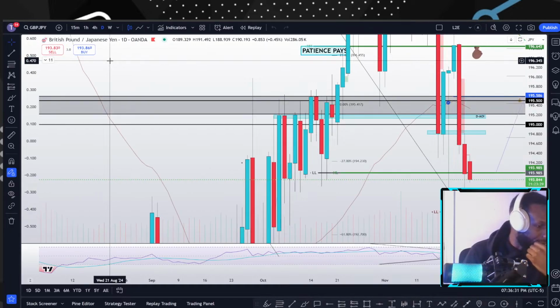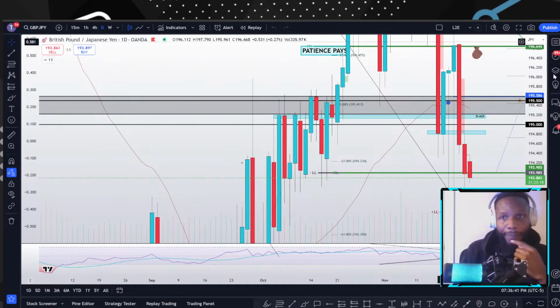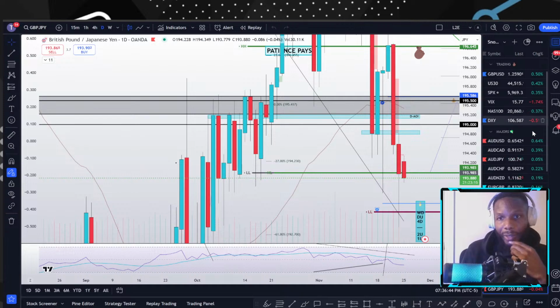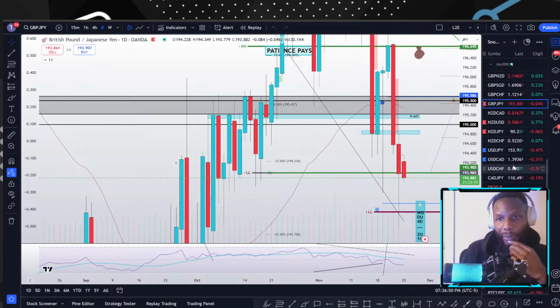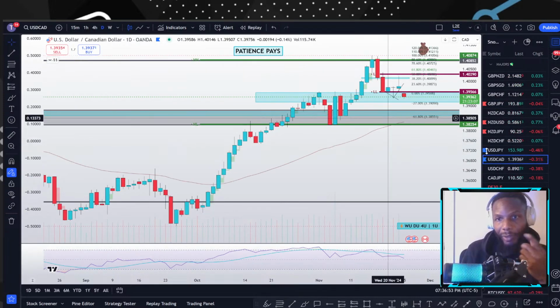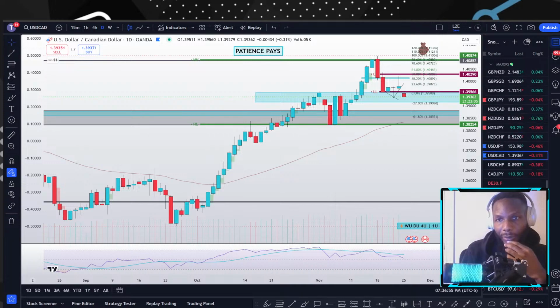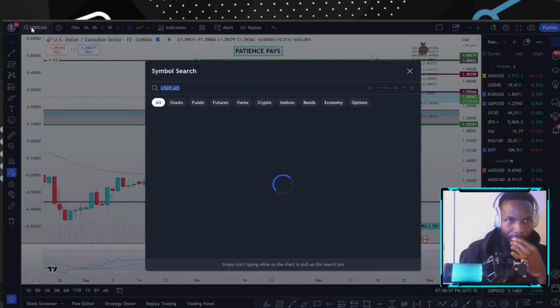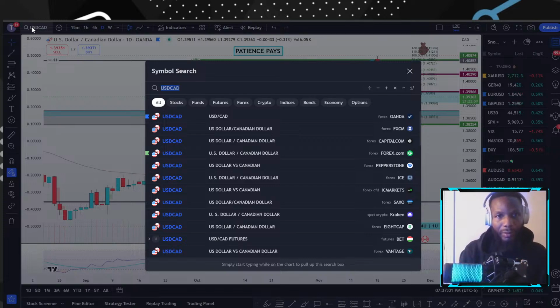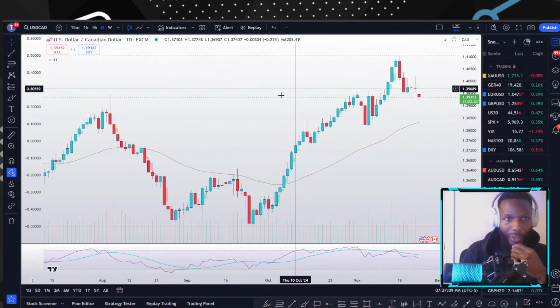So I'm going to start off with USD CAD, so USD to the Canadian dollar. I don't want to use the one that I already marked up. I want to do one fresh with everyone here. So I'm going to just type it in. I'll use this one here. So this is a fresh chart.